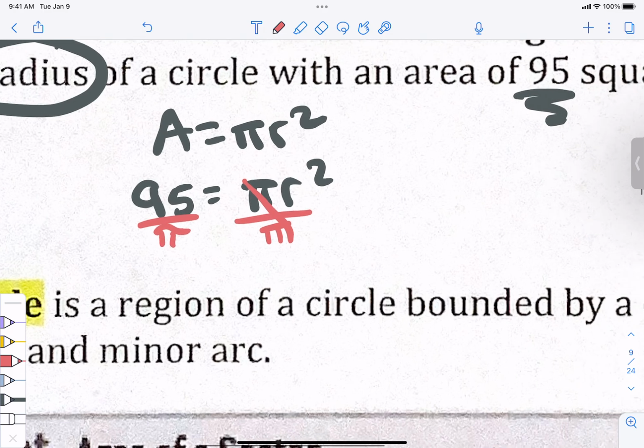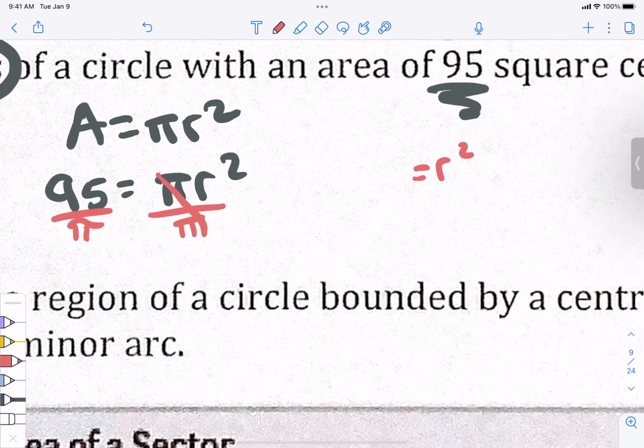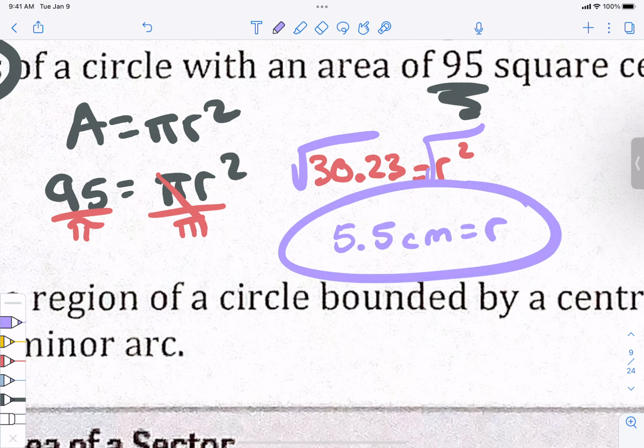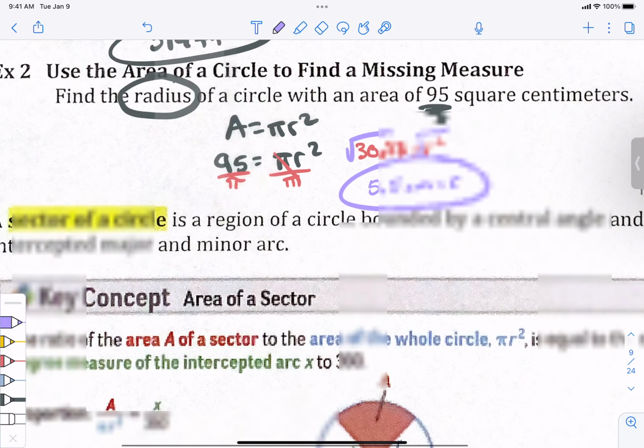What's 95 divided by pi? 95 over pi. It's like 30 point something. 30.23. Okay, then how do we find r? You would take the square root of that. The square root of 30.23 is 5.5, and that is in what units? Centimeters. That's the radius. Perfect. 5.5 centimeters is the radius.